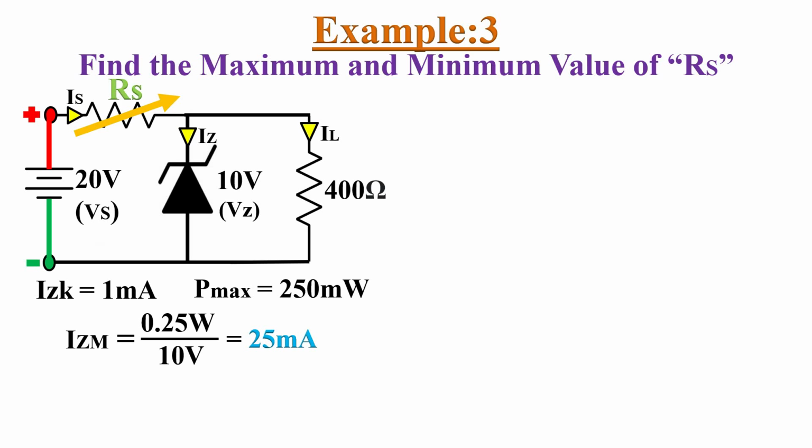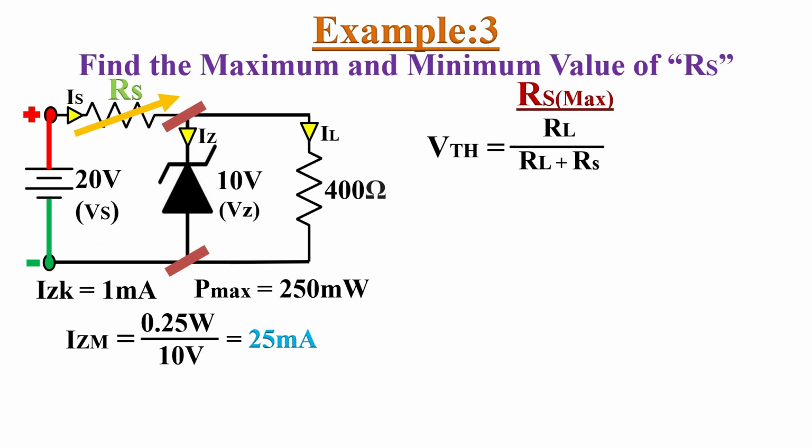First of all, we will find the maximum value of this series resistor, and to find that we must know the Thevenin's equivalent voltage across these 2 points, which is equal to RL divided by RL plus RS multiplied with Vs. Now if we observe over here, as we increase the value of RS, the Thevenin's equivalent voltage will reduce. But this voltage should be at least equal to Zener voltage Vz. Then only the Zener diode will operate in breakdown region.